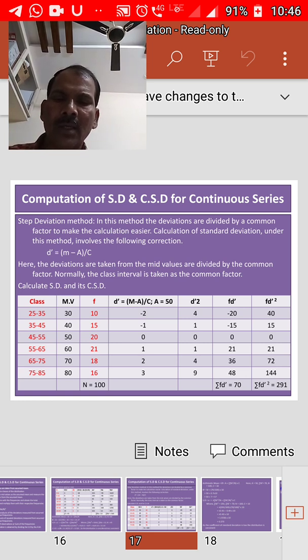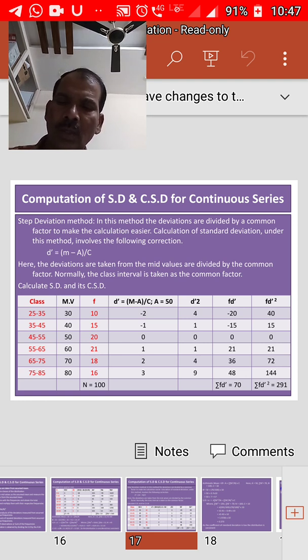Now you need to multiply these deviations and deviation squares with the frequency. When we multiply the deviations with the frequency, you will get 10 into minus 2, minus 20; 15 into minus 1, minus 15; 20 into 0, 0; 21 into 1, 21; 18 into 2, that is 36; and 16 into 3, 48.